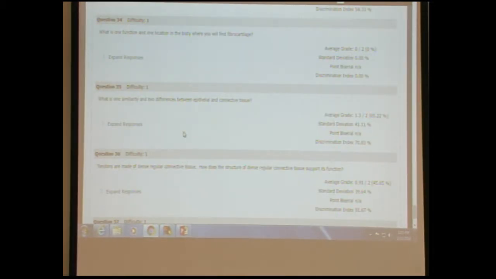So the similarity could have been they both make up serous membranes. Would have been one similarity. Some differences. Connective has blood vessels, epithelial doesn't. Connective has lots of ECM, epithelial has very little. Epithelial has lots and lots of cells close together. Connective, the cells are really spread apart. So I'd have been like 3 or 4 differences there for that one.